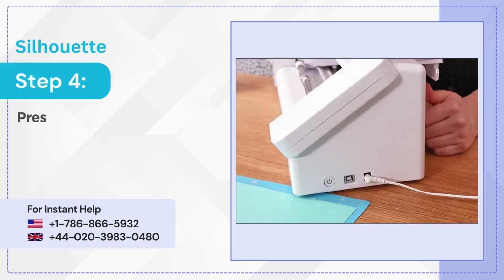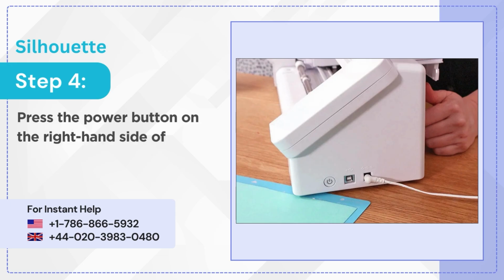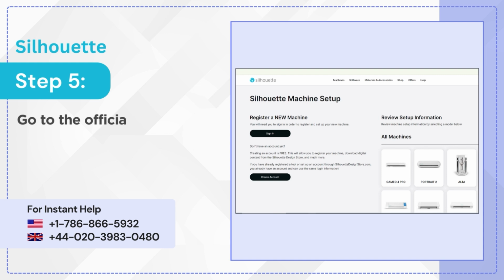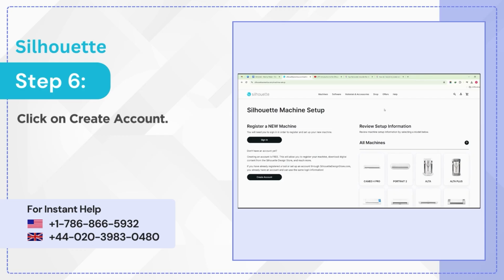Step 4. Press the power button on the right-hand side of the machine. Step 5. Go to the official Silhouette setup page to register your machine. Step 6. Click on Create Account.